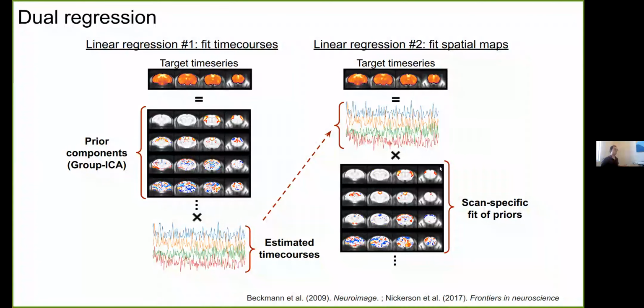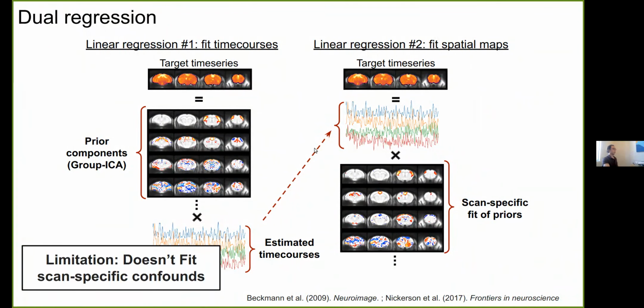now obtaining scan-specific versions of these networks. However, this was not necessarily designed in line with state-of-the-art recommendations for confound correction. More specifically, the group components do not describe scan-specific manifestations of confounds, and this is known to be an important limitation, which we wanted to mitigate.